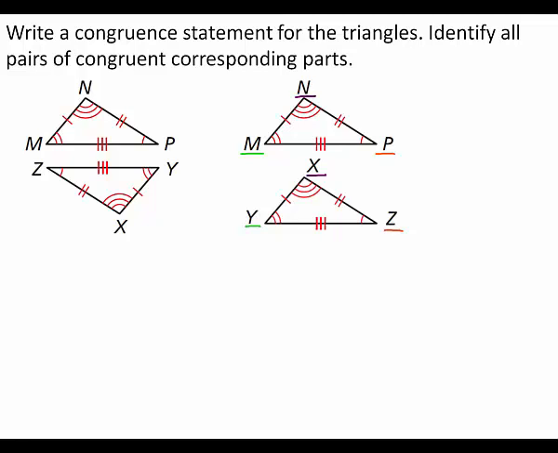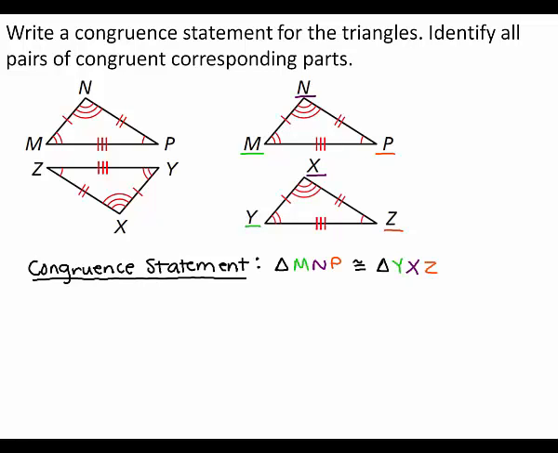Now, when writing a congruent statement for two polygons, always list the corresponding vertices in the same order. So, a congruent statement for the two given triangles is triangle MNP is congruent to triangle YXZ. Now, because triangle MNP is congruent to triangle YXZ, their corresponding parts are congruent as well.